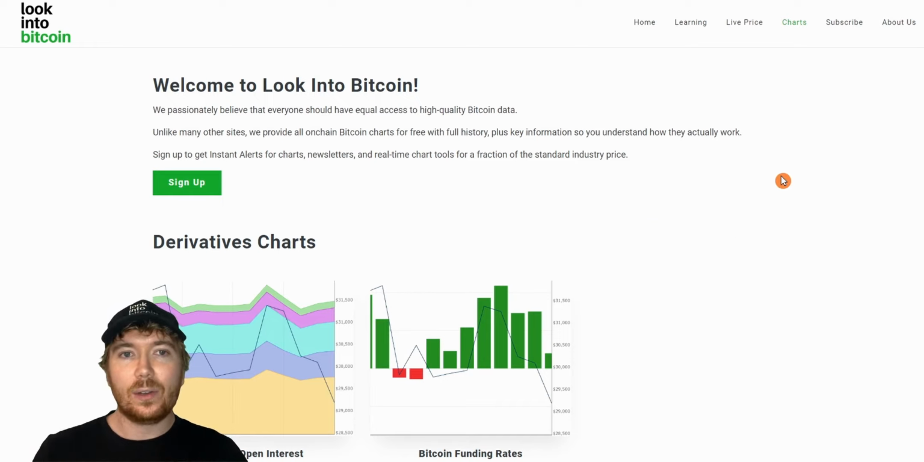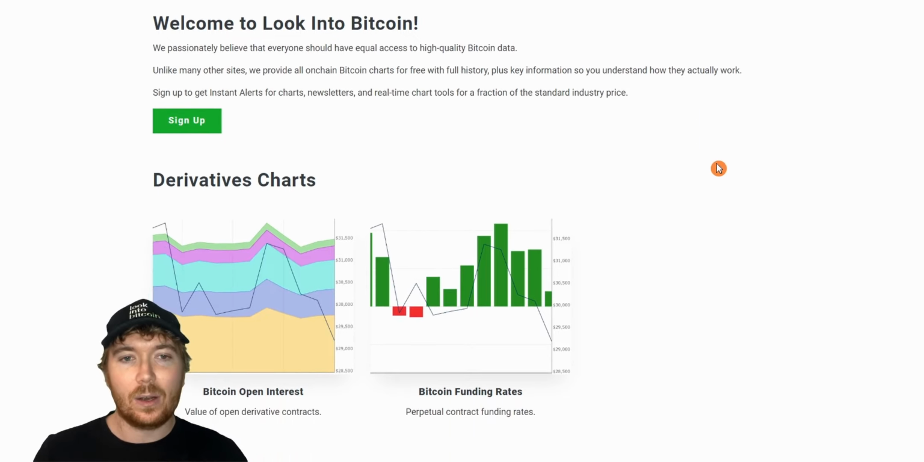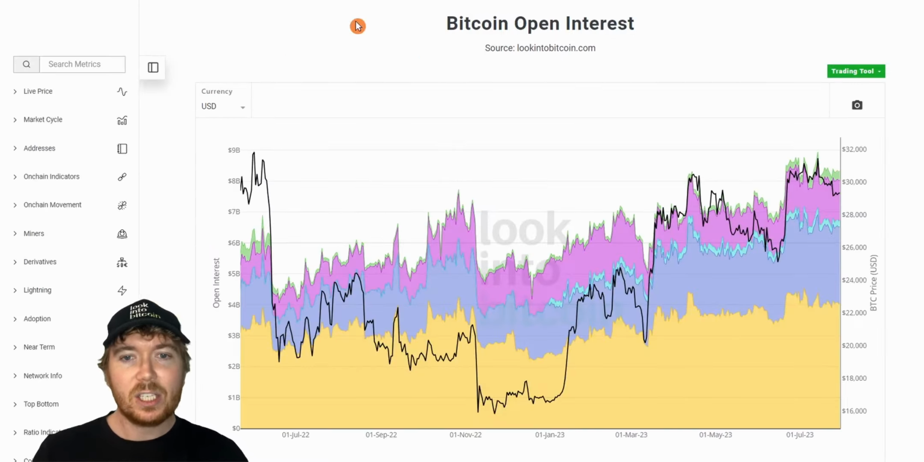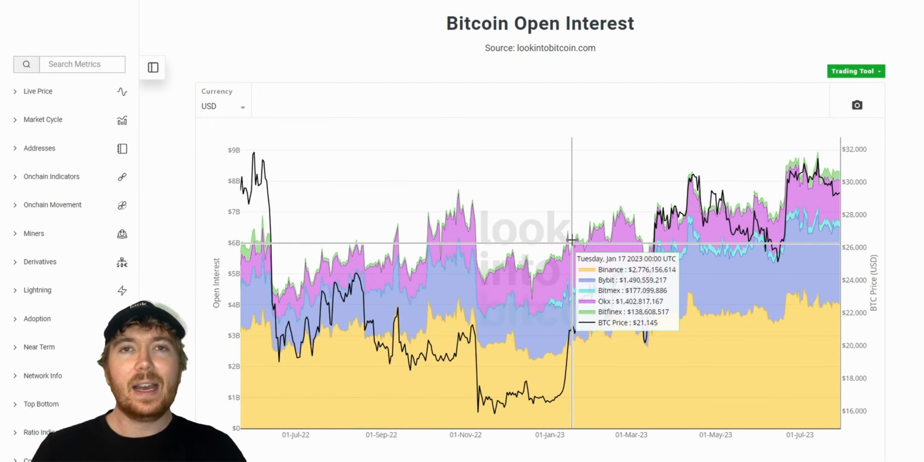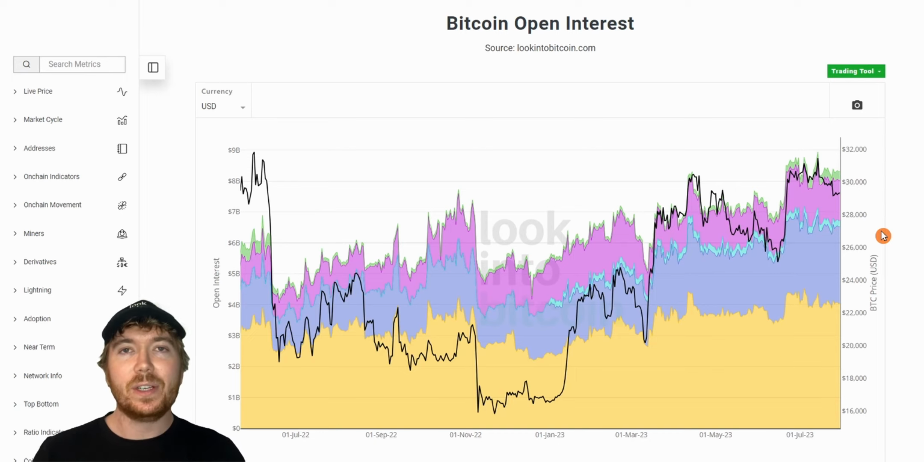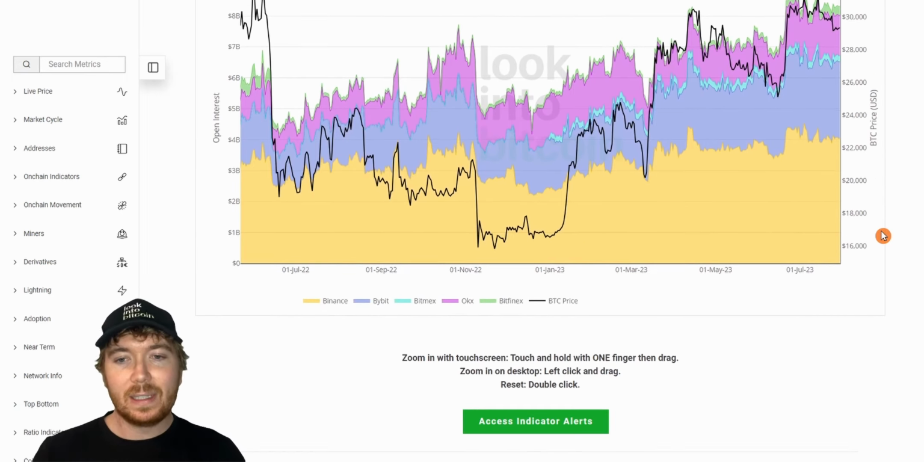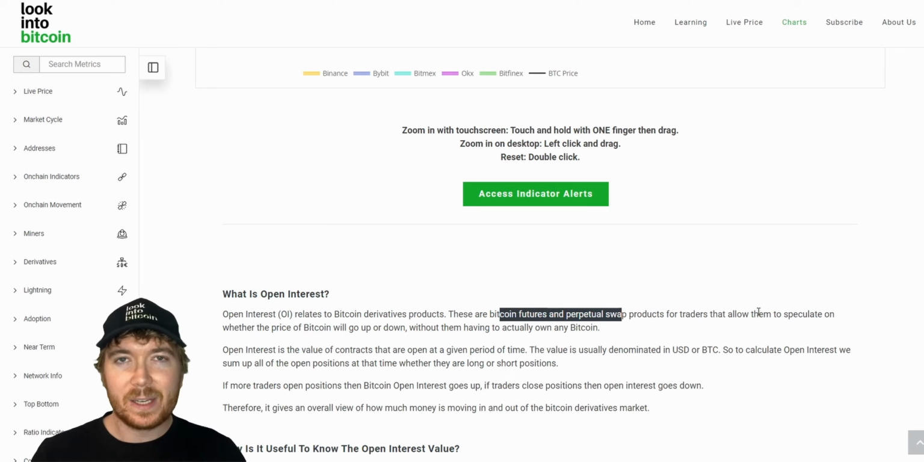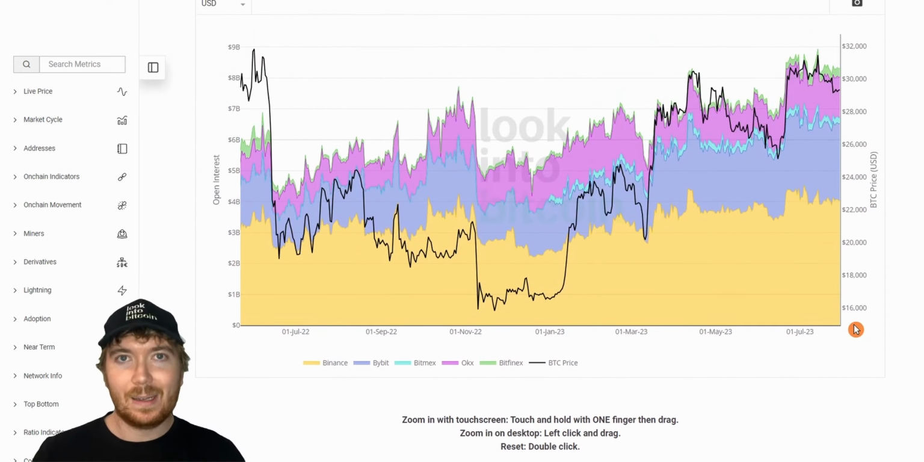So right now we're just on lookintobitcoin.com, and specifically the derivatives chart we have here. And we have the Bitcoin open interest and the Bitcoin funding rates chart. If I go to the Bitcoin open interest chart first, this is looking at the open volume in Bitcoin derivative contracts. If we scroll down a little bit, we can see this is looking at both Bitcoin futures and perpetual swap contracts, which are pretty much same day expiry futures that continue to roll over, perpetual.